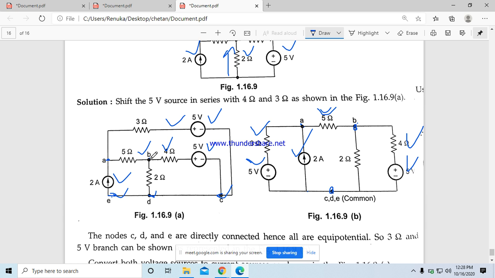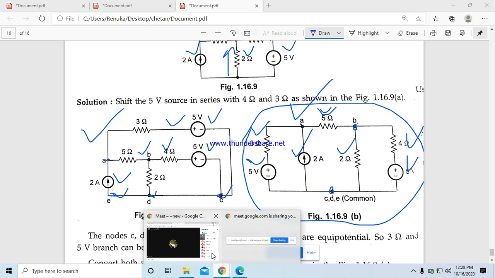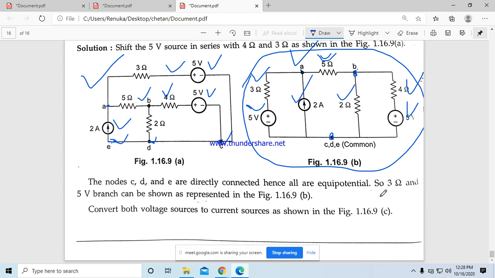Next, remaining is in between B and D, which is a 2 ohm. So I got the simplified circuit. Whatever this circuit was, I have arranged it so that I got this simplified circuit. Now this concept is clear: how I have drawn this complicated network in a simplified way. Clear? Yes, sir. Okay, fine. I will move to the next one.